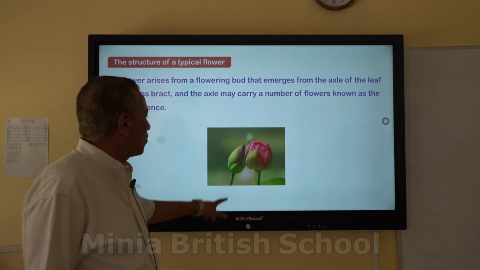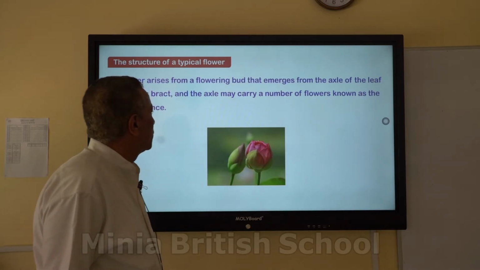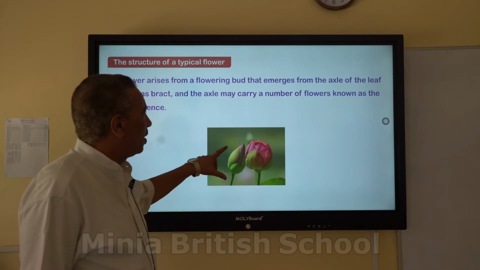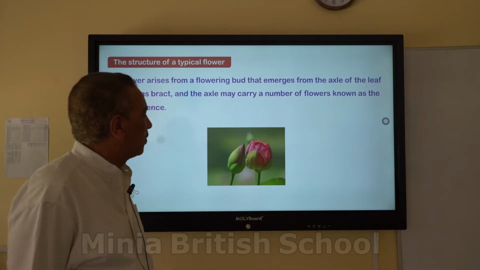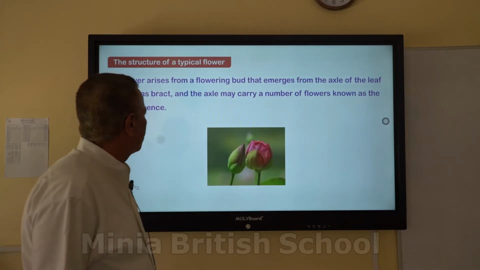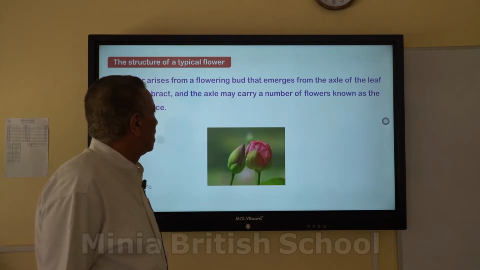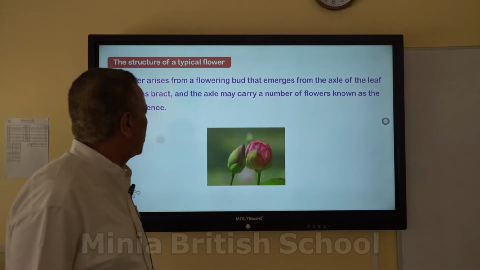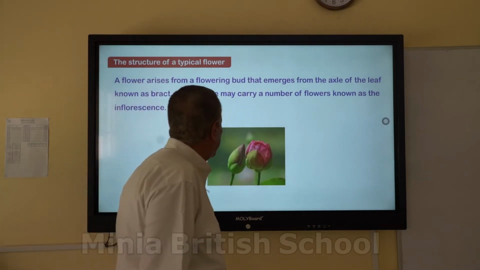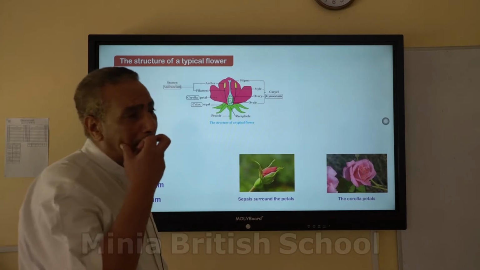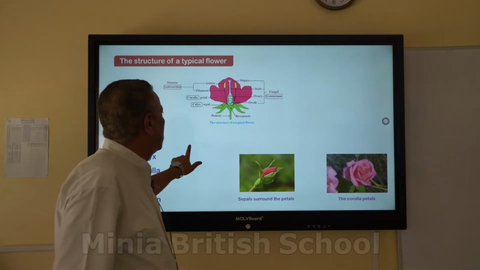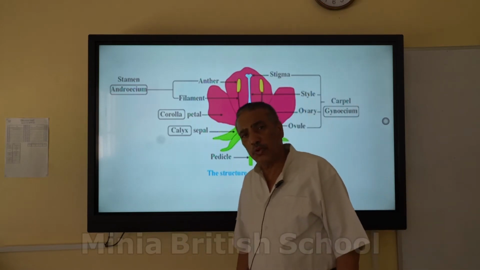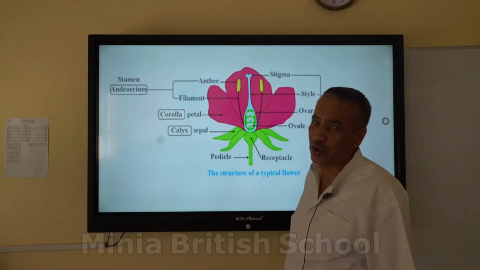First, we have to know that the flower arises from a flowering bud. This flowering bud emerges from the axil of the leaf, known as the bract. The axil may carry a number of flowers, known as the inflorescence. This is exactly the place where the flower will be produced in the plant. But the most important part is the structure of the flower.